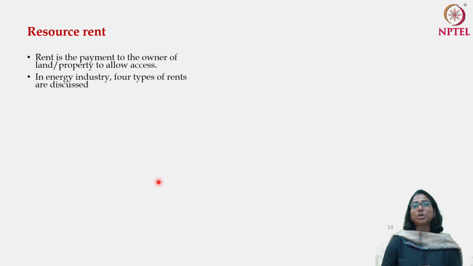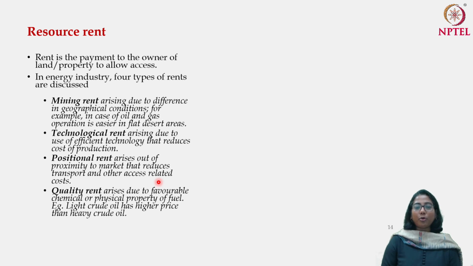This is more of a rent that accrues to a producer because it has certain advantages with respect to the production of fossil fuel. So keep the scarcity rent in your mind, but we are not going to include it here because that is something that was used in order to decide over the price. There are four types of rents: the mining rent, technological rent, positional rent, and the quality rent. We'll come back to them one by one.